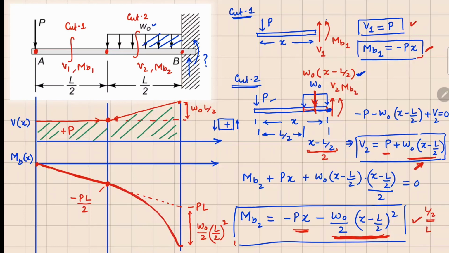Now the peak for this parabola will be somewhere on the left side of this L by 2. So your peak is going to be somewhere here, and that will depend on the values of P naught and W naught. And if you want to understand where this peak is going to be, you can take the value of V2 and put that equal to 0. From that you'll get the value of x, and that is going to correspond to your peak location. So if I shade this region here, this is how your bending moment diagram is. So your maximum moment is happening at this point right here, which is a combination of these two, minus PL minus W naught by 2 times L by 2 whole square. And your maximum shear force is also happening at this point, which is P plus this value right here.